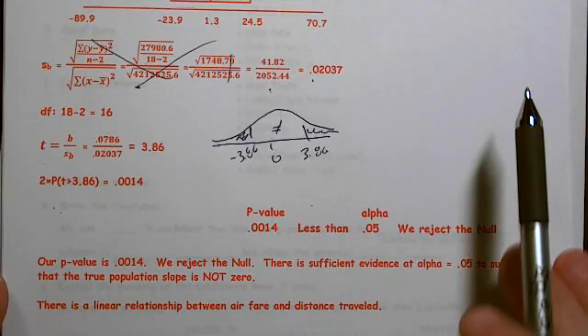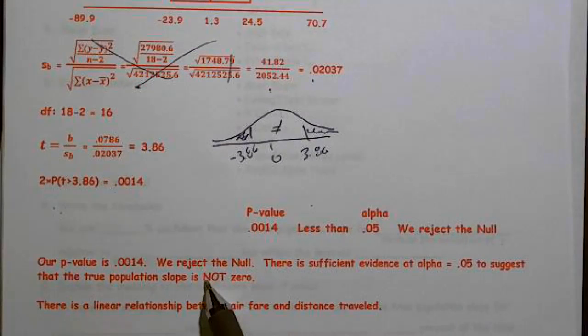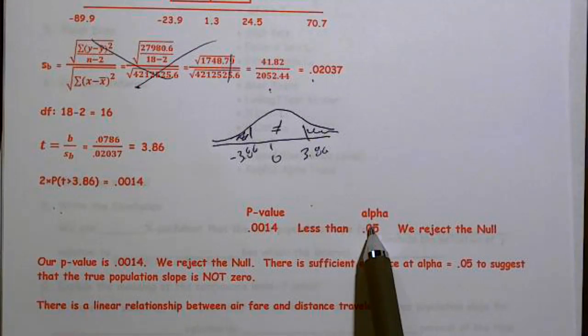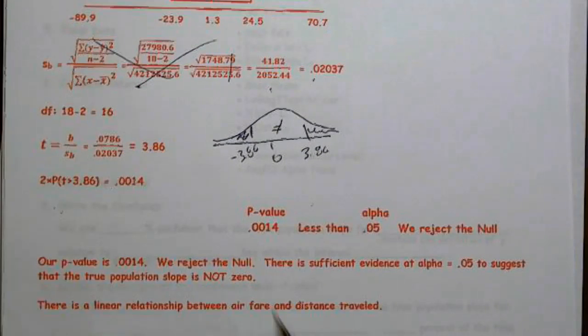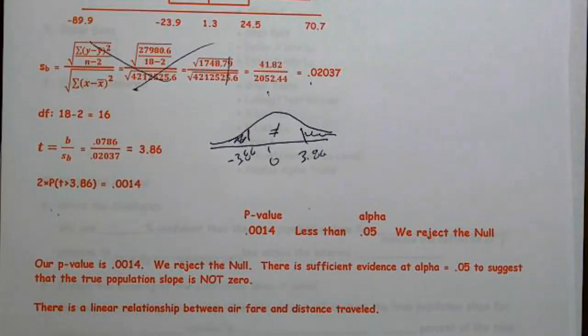This is important. Our p-value is 0.0014, which happens to be less than alpha 0.05. So we reject the null. So there is sufficient evidence at alpha equal 0.05 to suggest the true population slope is not 0. When we say that, what we're really saying is there is a linear relationship between airfare and distance traveled.